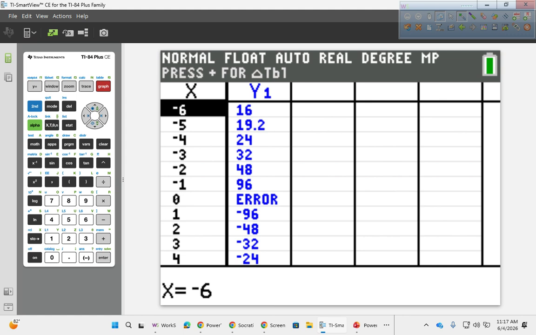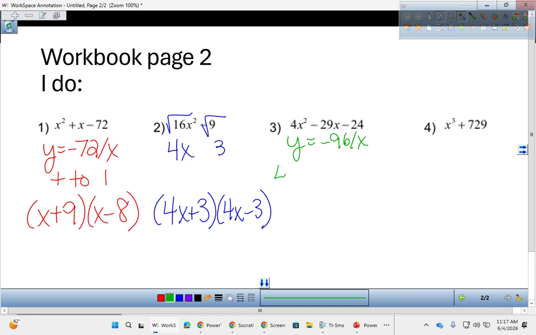Negative 32 and positive 3. So what you do is you split up that negative 29 into those two numbers you chose, right? Negative 32 times 3 is negative 96, and negative 32 plus 3 is negative 29x. So I'm just splitting up that middle term.